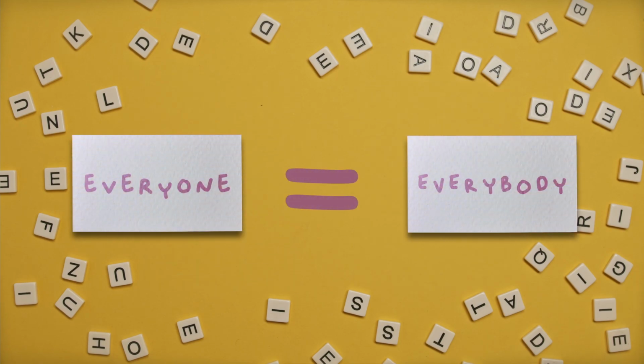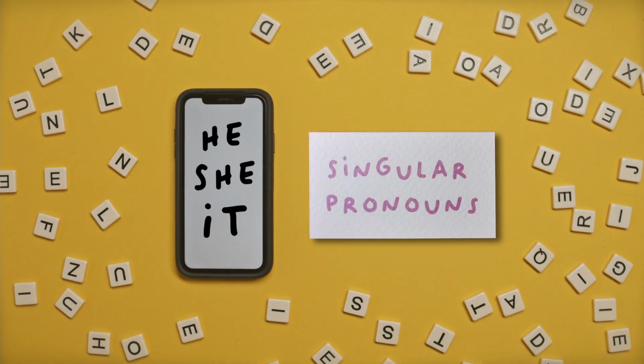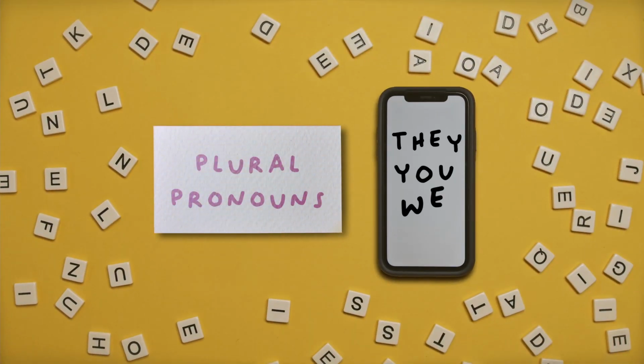Note that pronouns like everyone and everybody are equal. You can use either word in the same way. We can use these pronouns as the subject of a sentence, but it's important to note if they're singular or plural. Singular pronouns are conjugated like the subjects he, she, or it. They represent one thing, person, or group. Plural pronouns are conjugated like they. They represent more than one person or group.